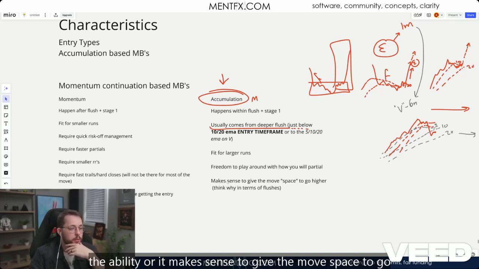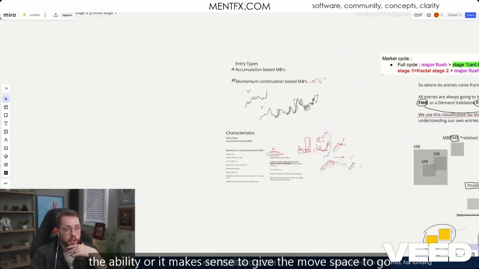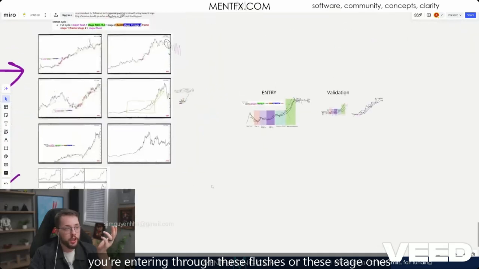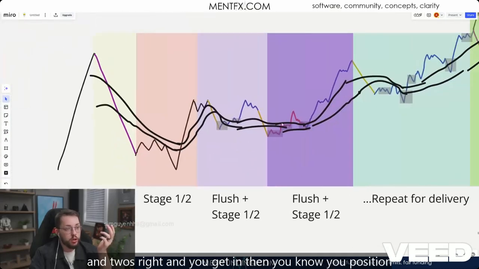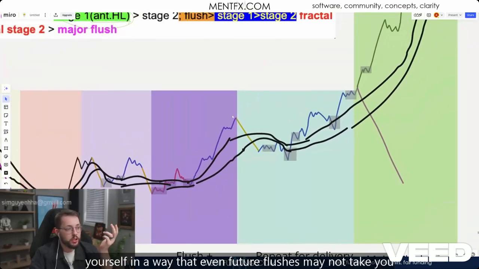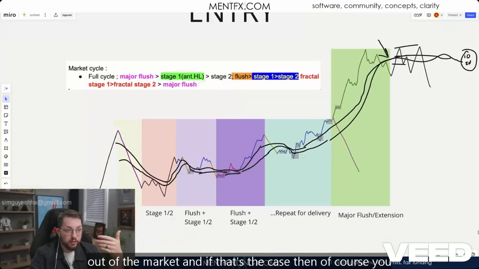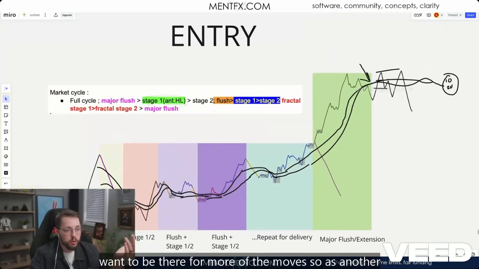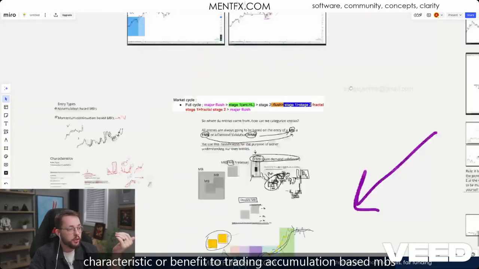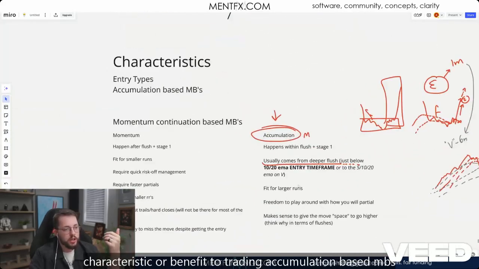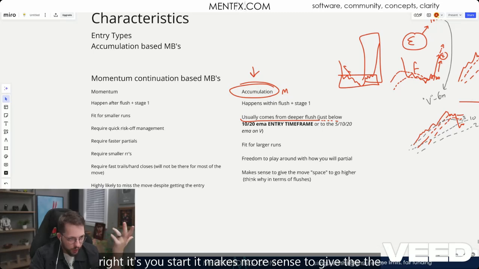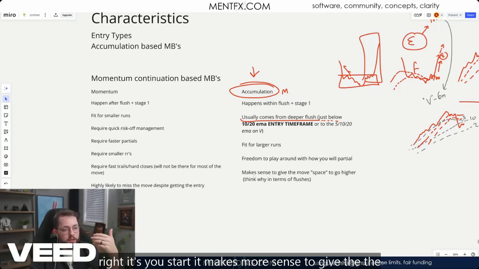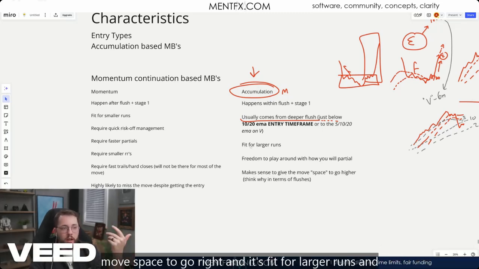It also gives you the ability, or it makes sense, to give the move space to go higher, right? And think why in terms of flushes. Of course, if you're entering through these flushes or these stage 1s and 2s, right, and you get in, then you position yourself in a way that even future flushes may not take you out of the market. And if that's the case, then of course you want to be there for more of the move. So as another characteristic or benefit of trading accumulation-based MBs, it makes more sense to give the move space to go, right? And it's fit for larger runs.